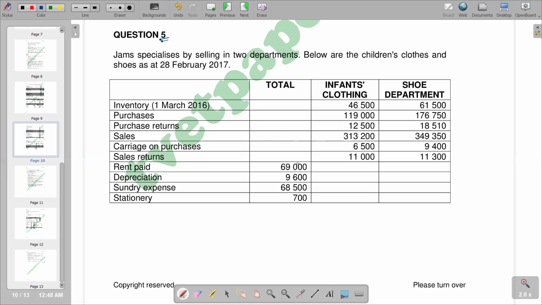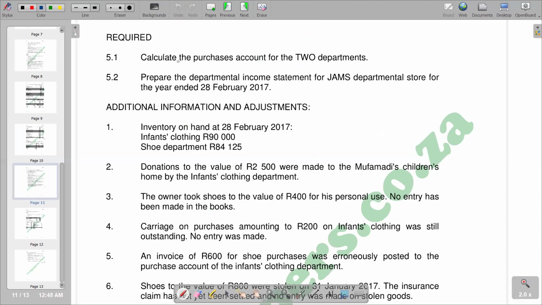You can browse through the information given in the required part, where it reads 5.1, calculate the purchase account balance for the two departments. Basically, we are going to prepare a statement to calculate the final purchase balances that we are supposed to include in the income statement. We are going to prepare it in column form according to the departments in the question. Then 5.2, prepare the departmental income statement for James Departmental Store for the year ended 20th February 2017.